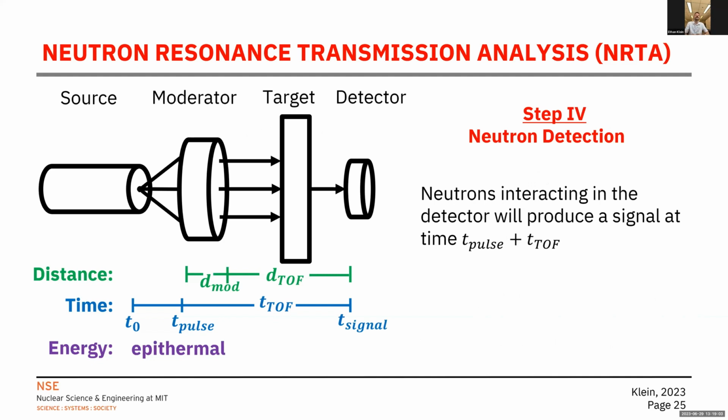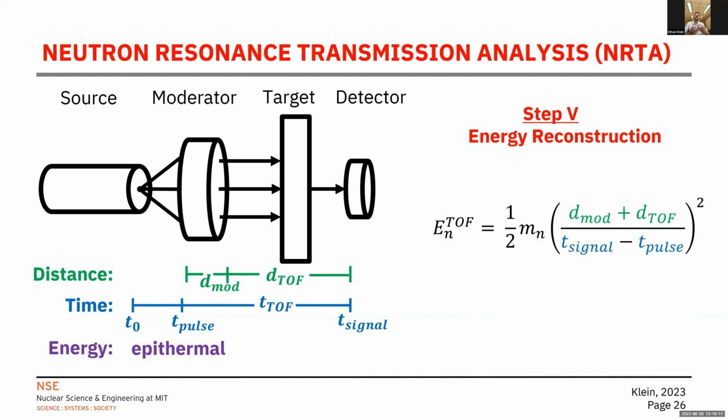So now that we've detected neutrons which have made it through our target as a function of energy, how do we actually back out that neutron energy? Well, we can do this using a time of flight technique.